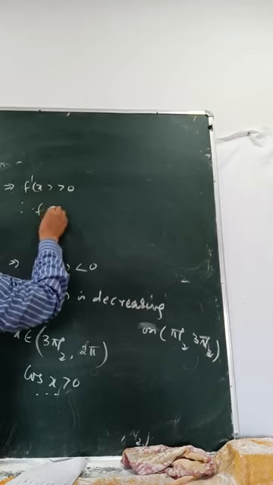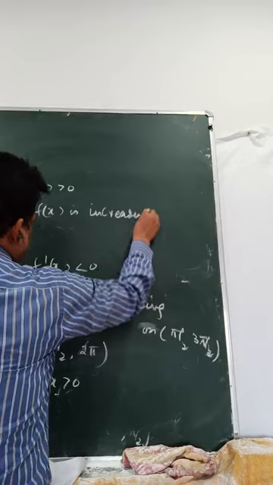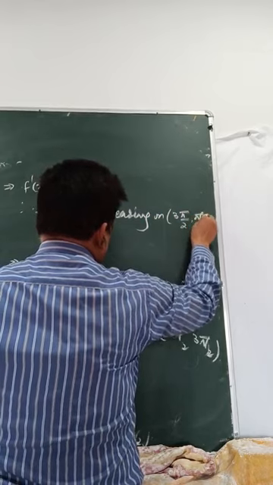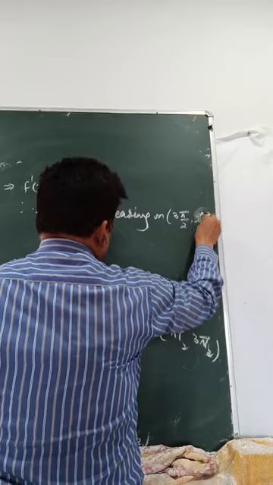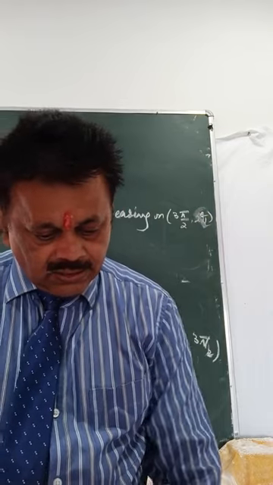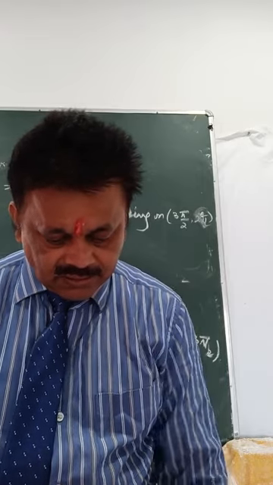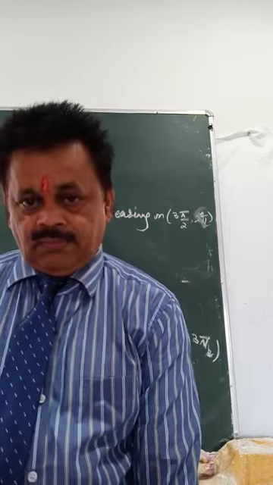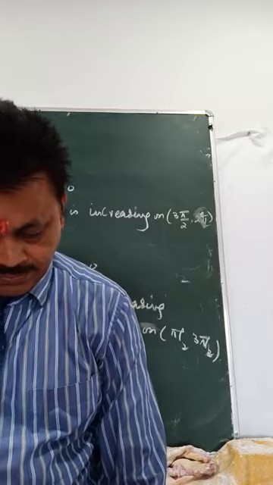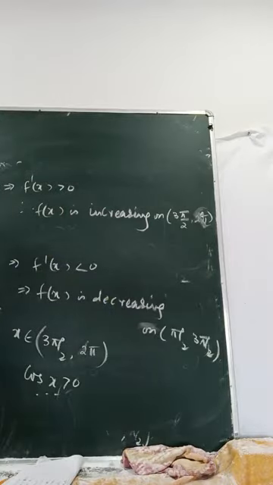Therefore f x is increasing on 3 pi by 2 to 2 pi. So this was one of the important questions. Then again I will go back to your exercise where I had left. See question number 7.